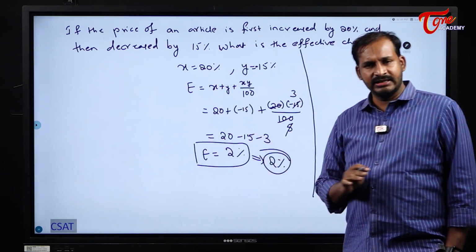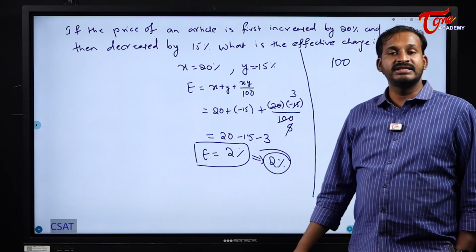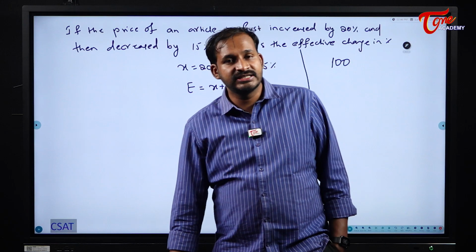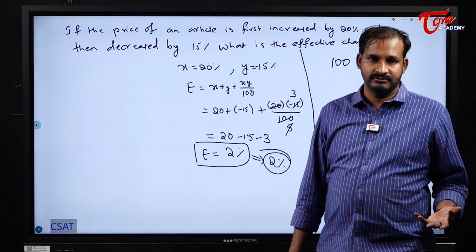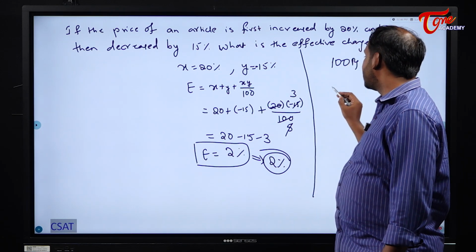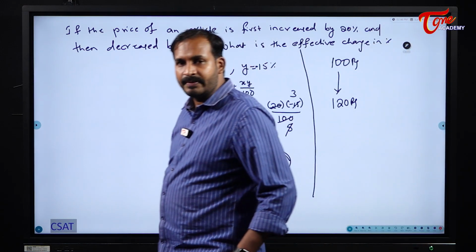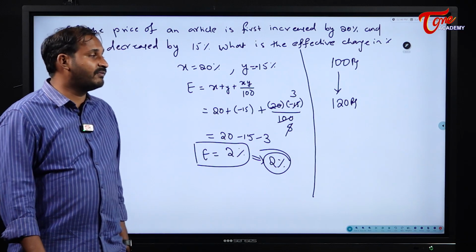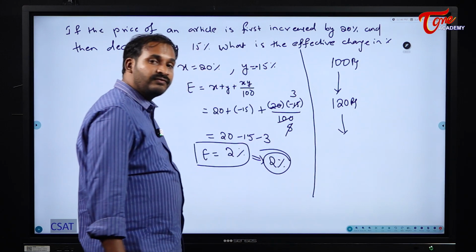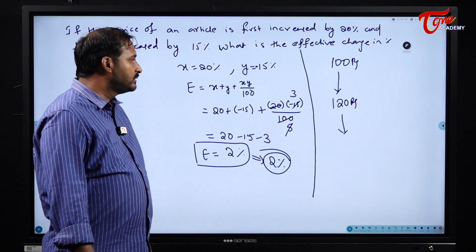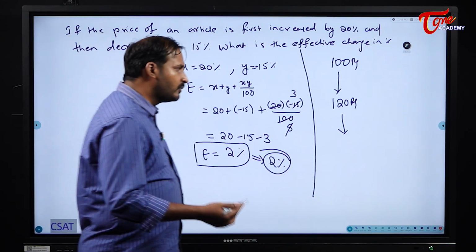If you have any doubt, go with the basic understanding also. If you know the formula, then it is well and good, easily you will get the answer. Else, if you don't, for example, the price is 100 rupees. First it is increased by what percentage? 20%. What is 20% of 100? 20 only. So that means 100 will become 120 rupees. Next the price was decreased by 15%. So what is 15% of 120? If you know it, it is 18 rupees, right?